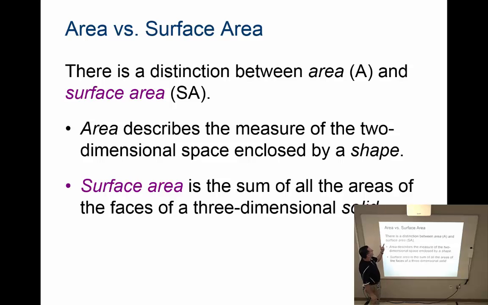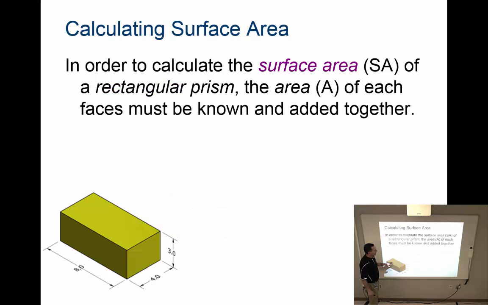So finally, let's talk about the differences between area and surface area. There is a distinction. The area describes the measure of two-dimensional space enclosed by a shape. So a 2D shape has area based on what it encloses. The surface area is the sum of the areas of the faces of a three-dimensional solid. So let's look at an example.